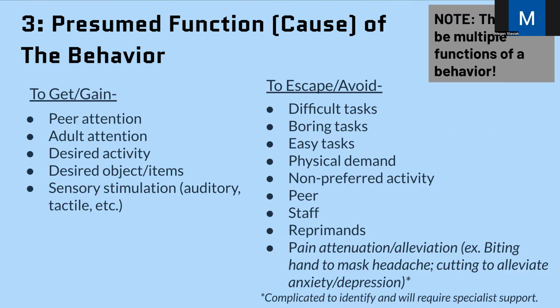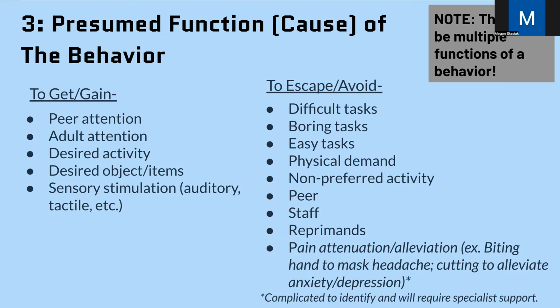I get the object. Examples of escape or avoidance could be things like avoiding different tasks, demands, activities, people, being corrected. So this could be like, I cry when writing is hard and the teacher helps me, or I don't have to do it. I kick my classmate and the teacher sends me to the hall. The one we want to keep in mind that gets a little bit complicated is that pain attenuation or alleviation.